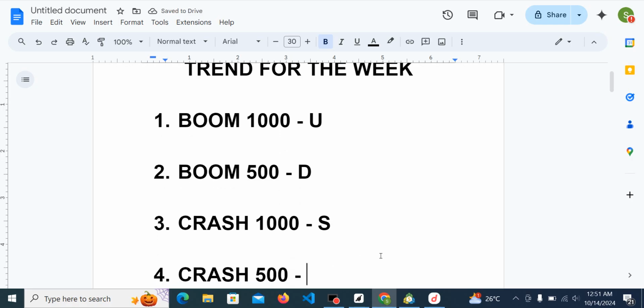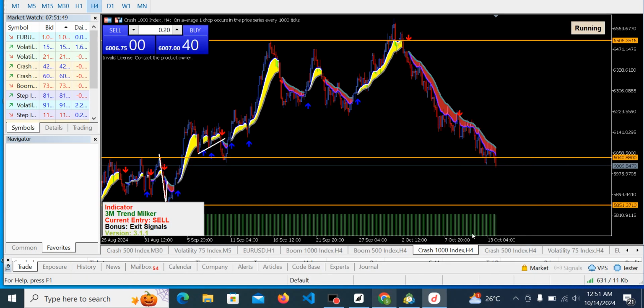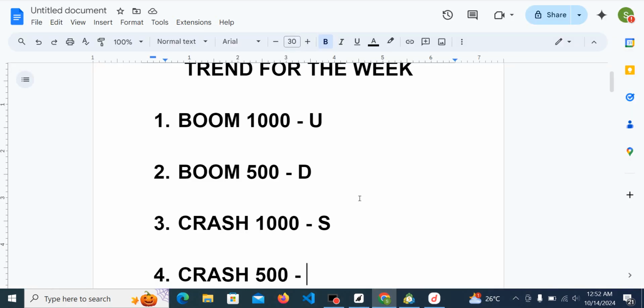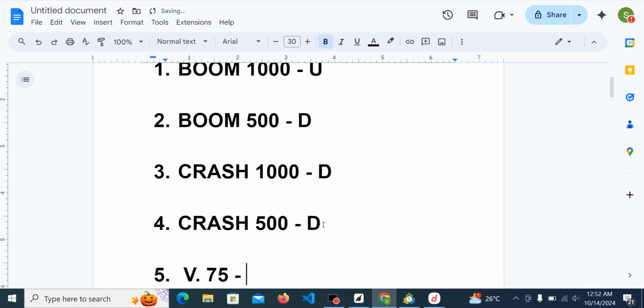Next asset is going to be Crash 500. Let's check it out together. Okay guys, this is Crash 500. Crash 500 was an uptrend starting from the support zone, but came to an end at this resistance zone. So it's trying to go back on downtrend right now, even though it has been playing within this region for a very long time. Immediately it breaks out below this support zone, then definitely it's going to sell more. So we expect more of a selling opportunity, more of a downtrend than an uptrend.